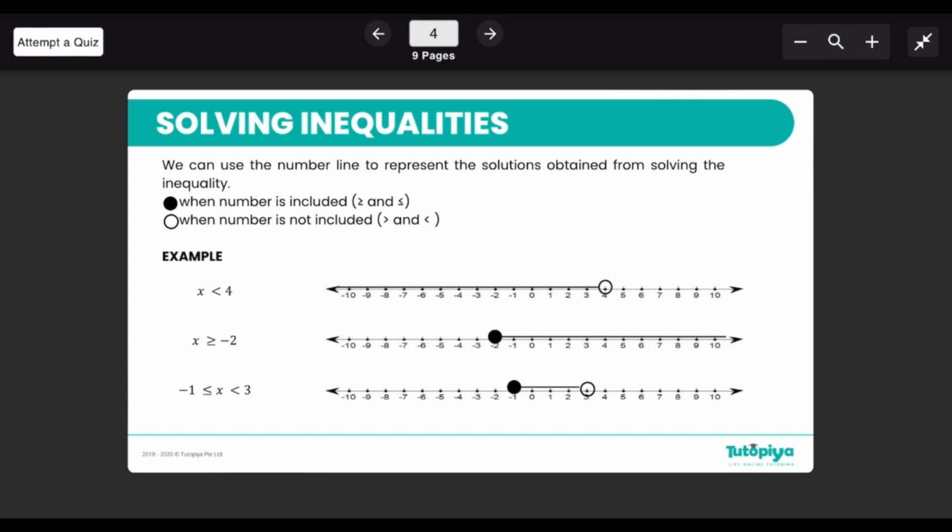If you look at the next one, x is more than or equal to negative 2. You start at negative 2, and this time I have shaded it in because I am including the negative 2, and all the values above that are included in the number line, so I am going to the right hand side. Then there are cases where x can take values between a certain range, so it has to be between negative 1 and 3. The x value is only between these two places. Because negative 1 is included, it is a black circle at negative 1, but 3 is not included, so it's a white circle for the other one.